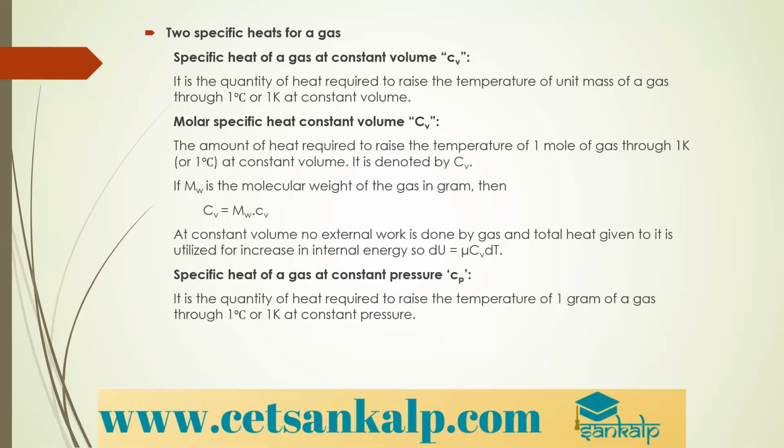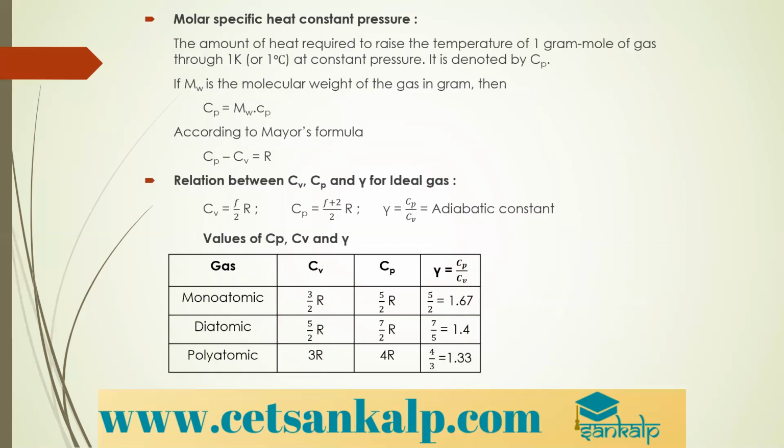At constant volume, no external work is done by the gas and the total heat given to it is utilized for increase in the internal energy. Therefore, dU is equal to mu into CV into dT. So this is the expression for molar specific heat at constant volume. Similarly, we have the formula for specific heat at constant pressure. Mayer's formula we have already seen, that is Cp minus Cv is equal to R.